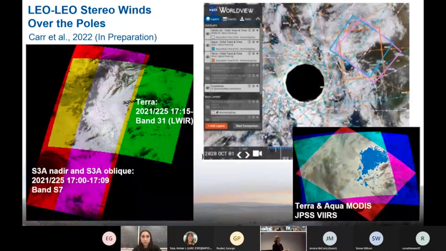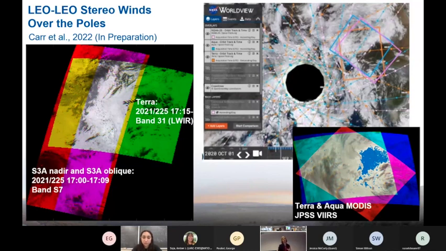All right, so here's an example of the LEO stereo winds over the poles. Here on the right, we have a world view example, and you can see all the tracks for Aqua, Terra, and VIIRS. Anytime we have 3 squares overlapping, that's an area where we can have retrievals.